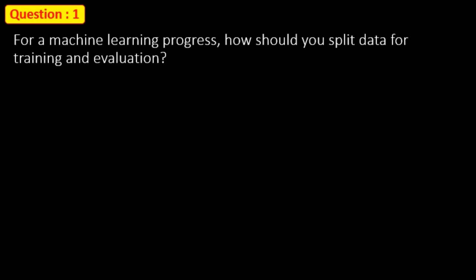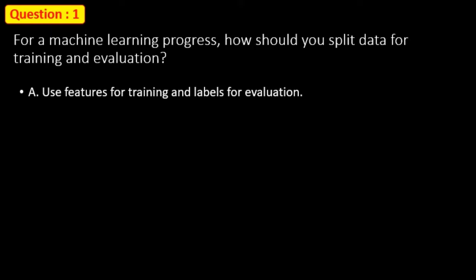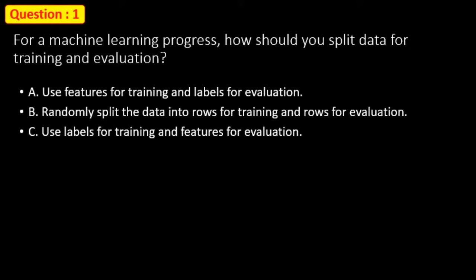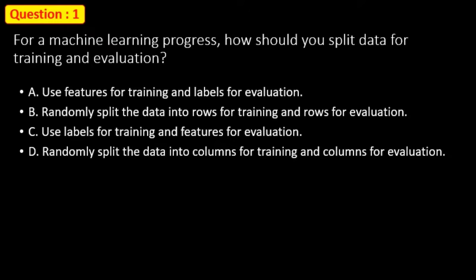Question 1. For a machine learning process, how should you split data for training and evaluation? A. Use features for training and labels for evaluation. B. Randomly split the data into rows for training and rows for evaluation. C. Use labels for training and features for evaluation. D. Randomly split the data into columns for training and columns for evaluation.